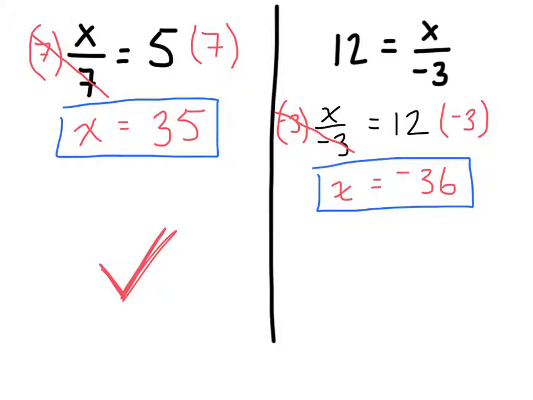All that we have to do is to double check. Wherever we see x in the equation, we plug in negative 36. So this negative 36 goes into this equation of x divided by negative 3. Now what is a negative divided by another negative? A negative divided by a negative is always going to be positive. So what is 36 divided by negative 3? That's equal to 12. So in this, our equation is correct.